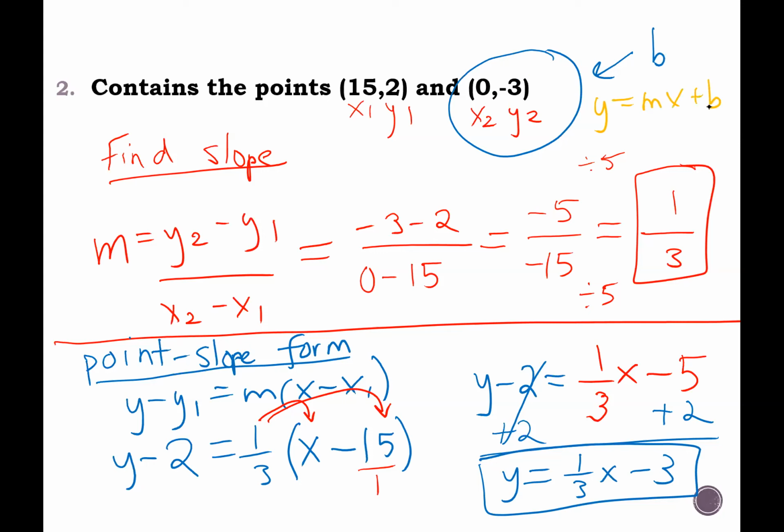But I purposely did it the longer way because sometimes we just have to. Most of the problems you'll see, you will not be given b. So you won't be able to just immediately plug in for b. You'll have to go through the point slope form.